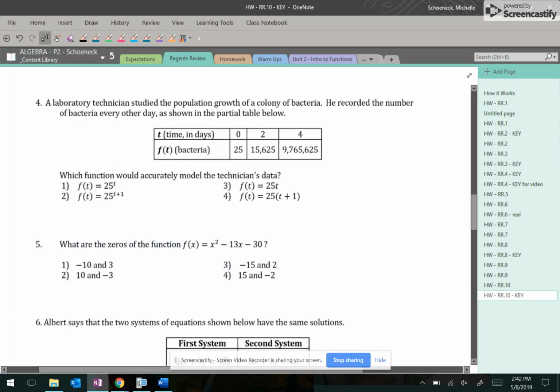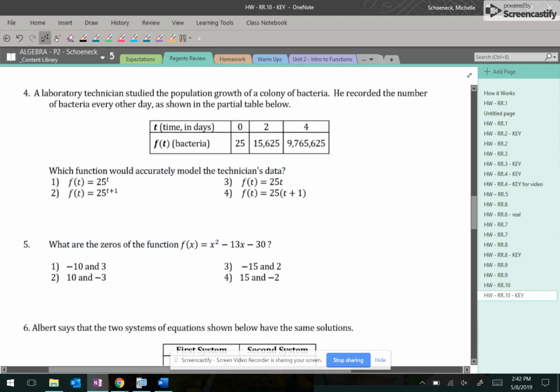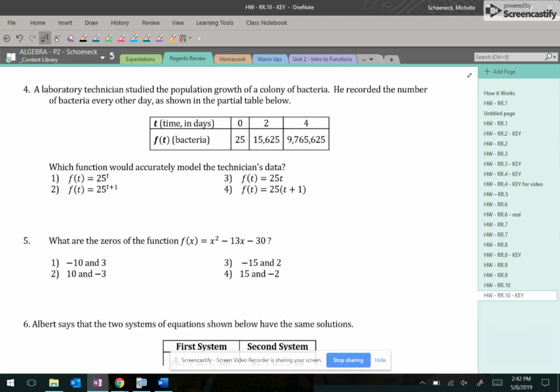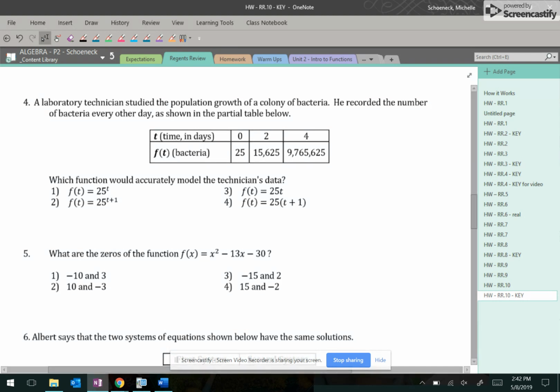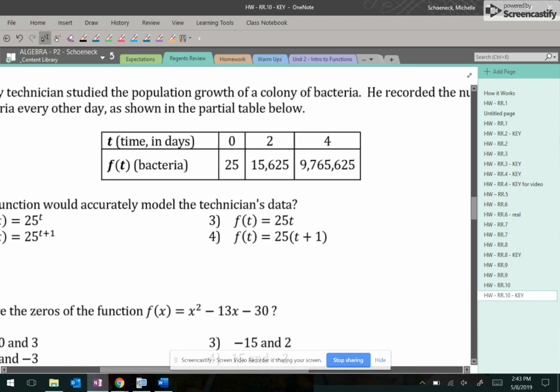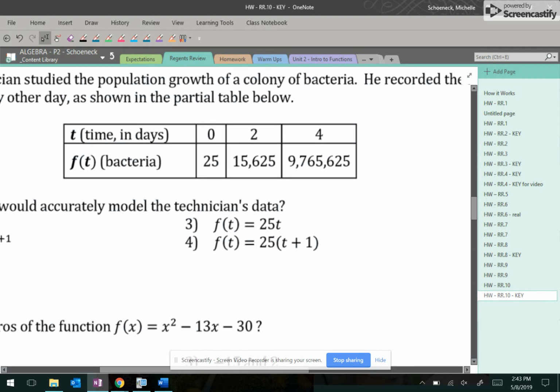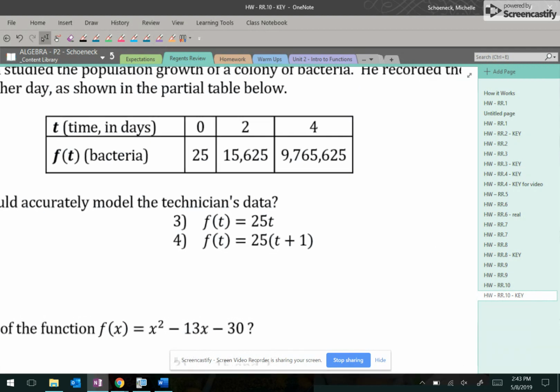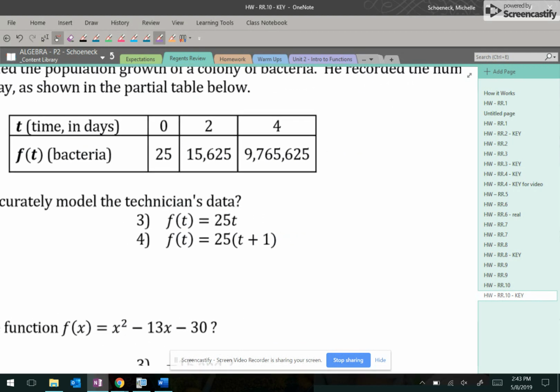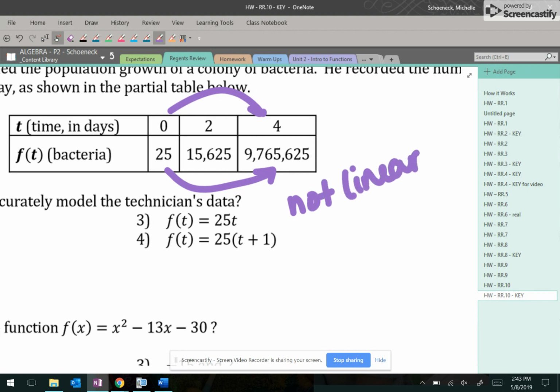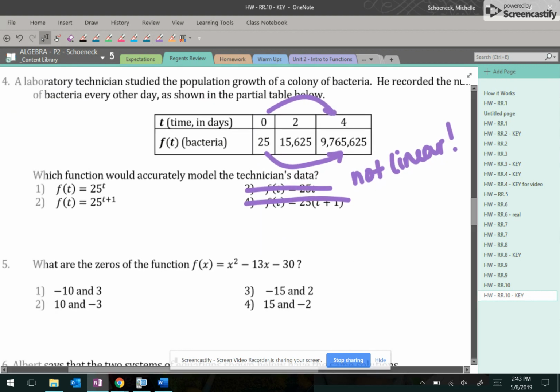Number 4, a lab technician studied the population growth of a colony of bacteria. He recorded the number of bacteria every other day. Which function would accurately model the technician's data? Well, population of bacteria growth is always exponential, but also between 0 and 4, it grew really, really fast from 25 to over 9 million. So I'm going to go ahead and say this is not linear, so I'm going to cancel out 3 and 4 as answer choices.